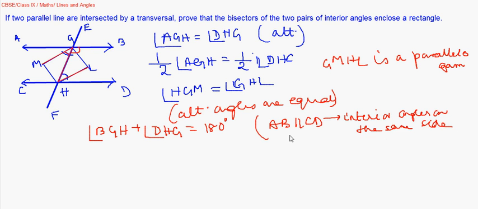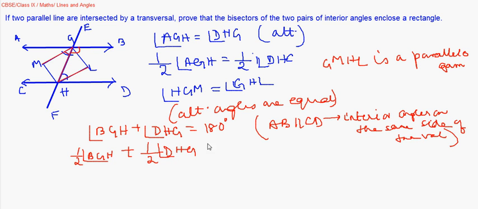Every time you say something, you have to write it beside, because I have been speaking, so I'm not writing the reason every time, and I'm just telling you. I would suggest every time you derive something, do write the reason beside it. Interior angles on the same side of the transversal are supplementary. So if I divide this all by half, this will be 90. Now half of BGH makes it LGH.